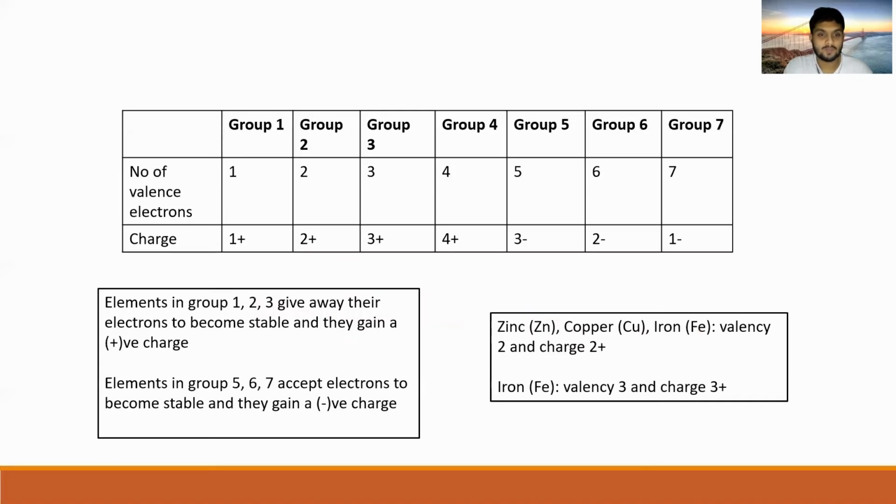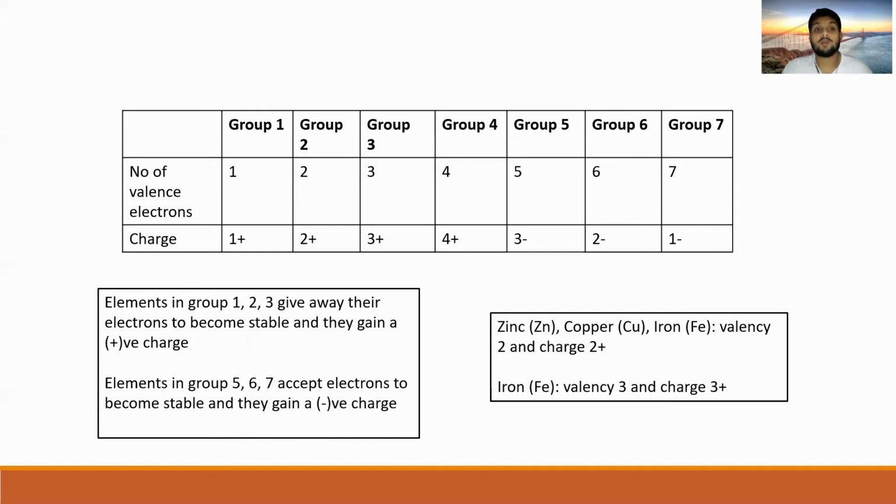All right, so let's go into this table. There's a table that we need to know. In this table you can see we have classified groups from group 1 to group 7. I have not indicated group 8, because group 8 does not take part in any reaction. They are unreactive. The reason is that each of those elements has a complete outer shell of electrons.